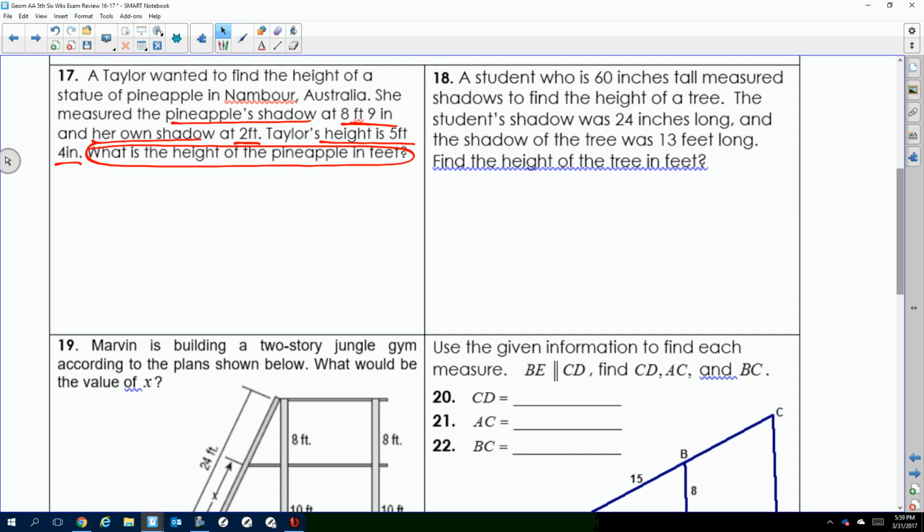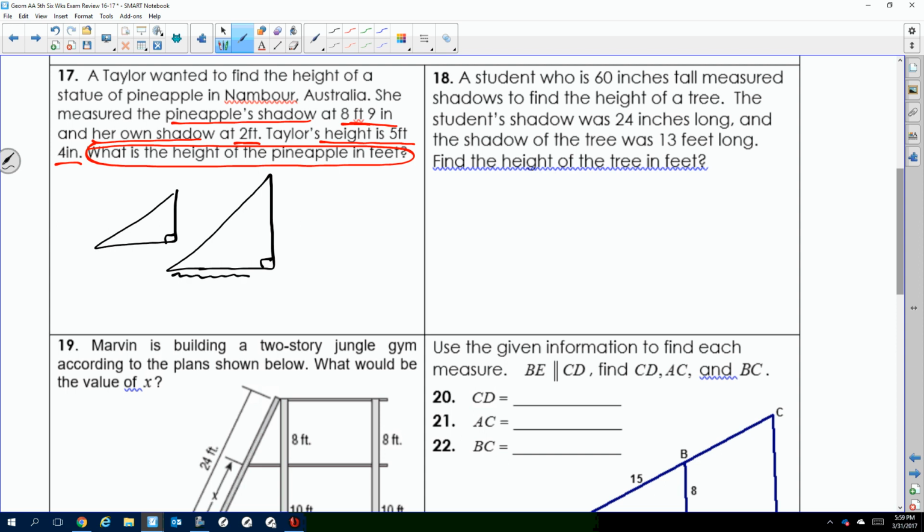So we're going to have to draw 2 triangles here and just get in the habit. Don't have to be exact. Let's do 2 right triangles, okay? And we're going to label the parts based on what we underline in the given information. So pineapple shadow, 8 feet 9 inches. Well, the shadow would have to be on the ground here, right? Okay, so we all agree on that.